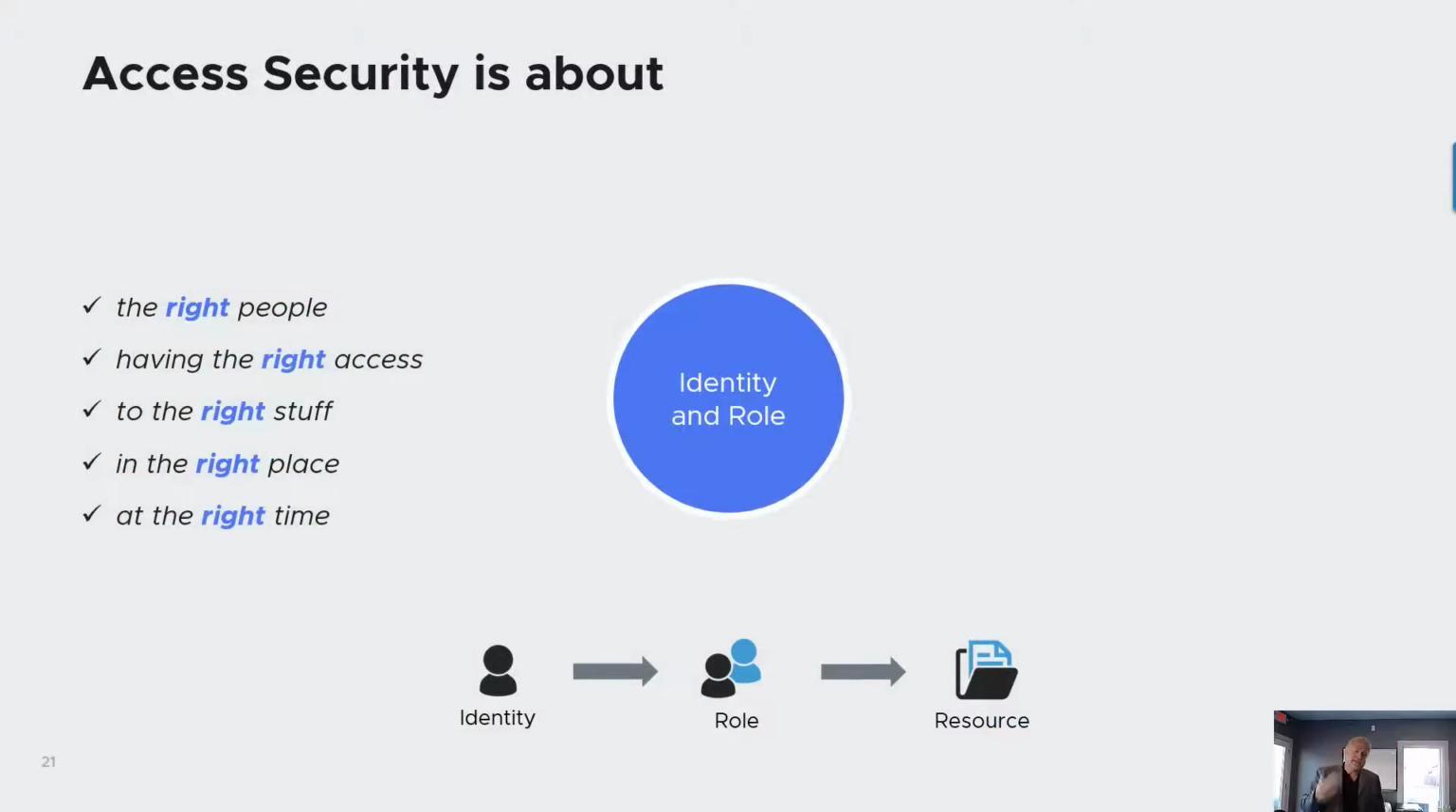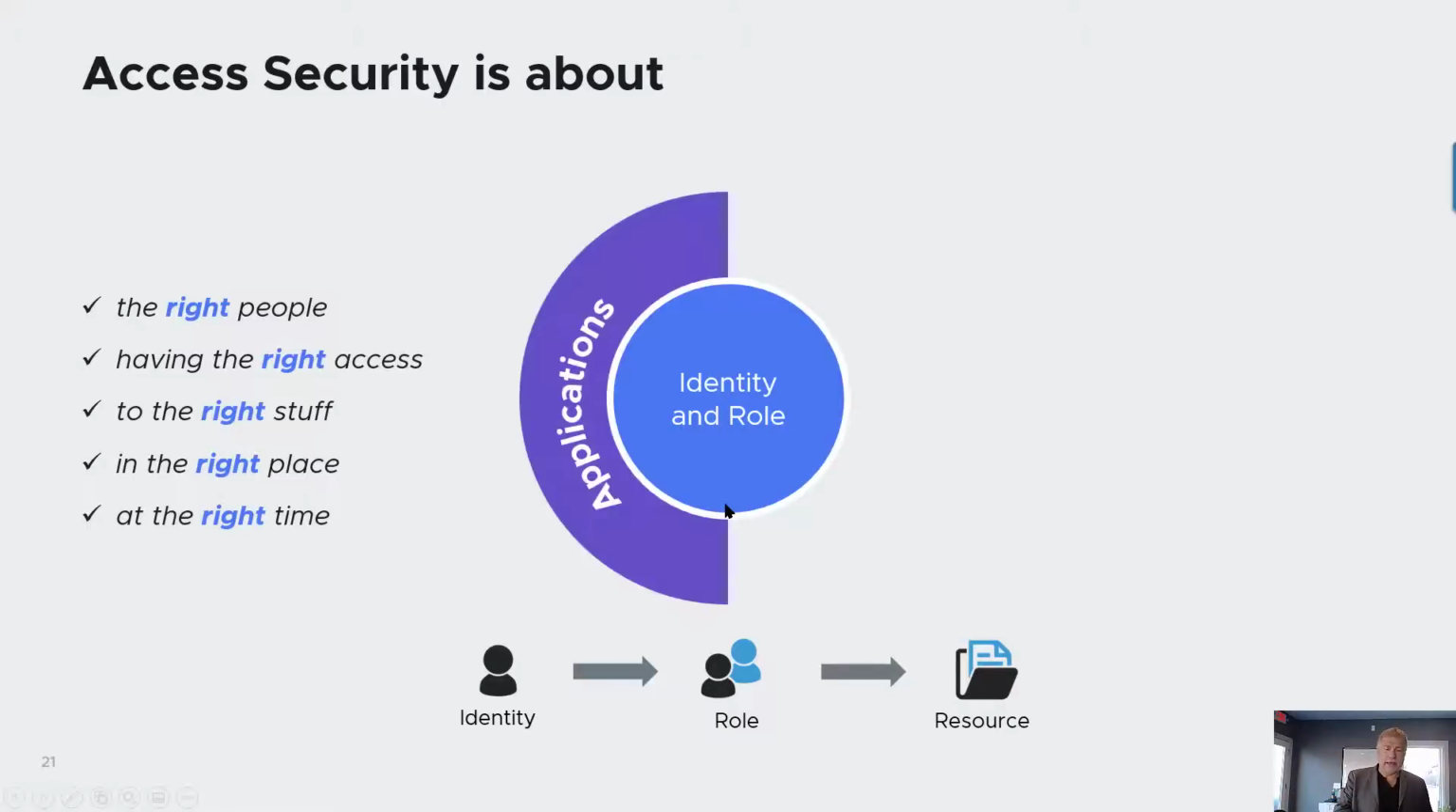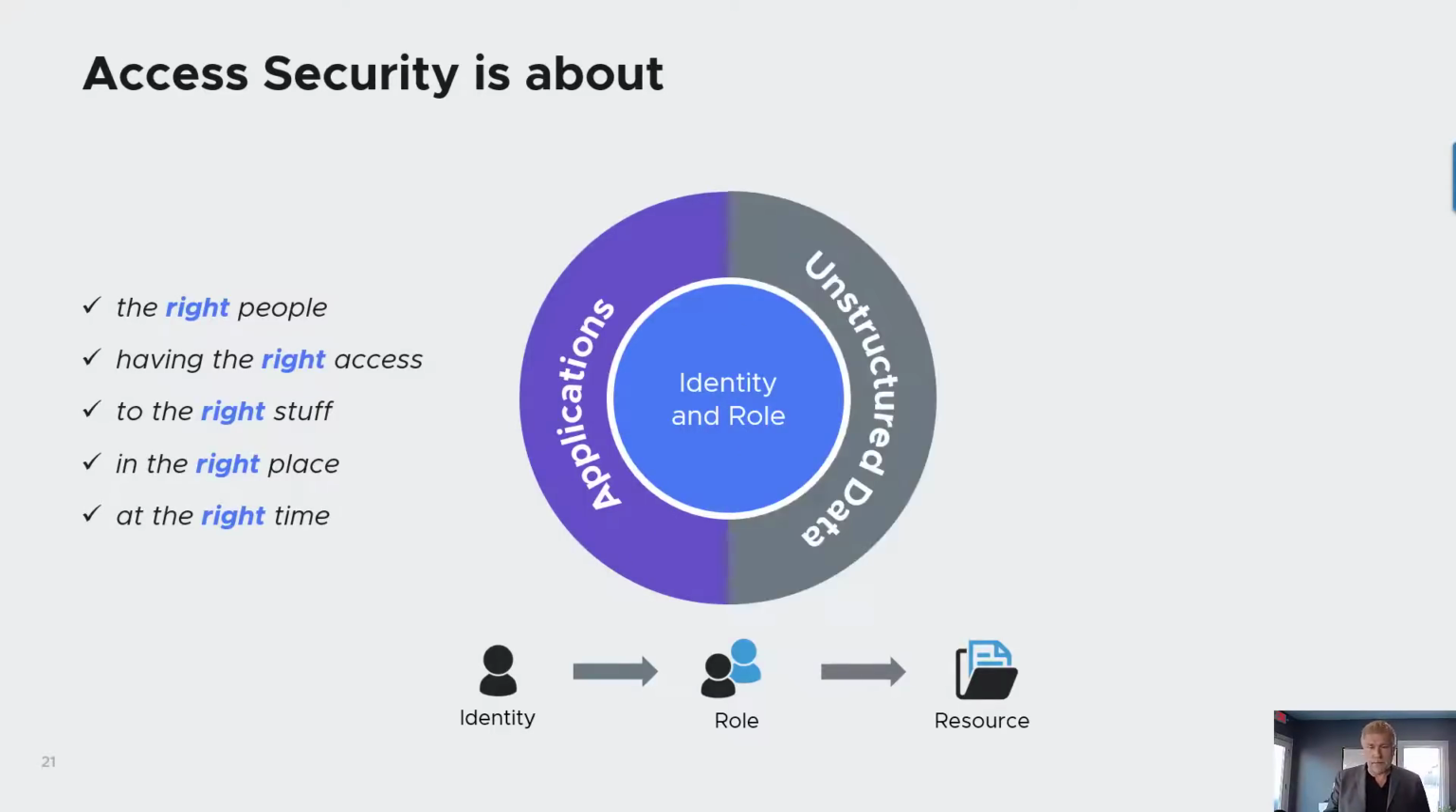So access security, at its purest form, is about the right people having the right access to the right stuff in the right place at the right time. And so people and access inherently go together. That's why identity and role, we've been using it for entitlement management to applications for some time. And now we're making data a first-class citizen in that identity infrastructure.